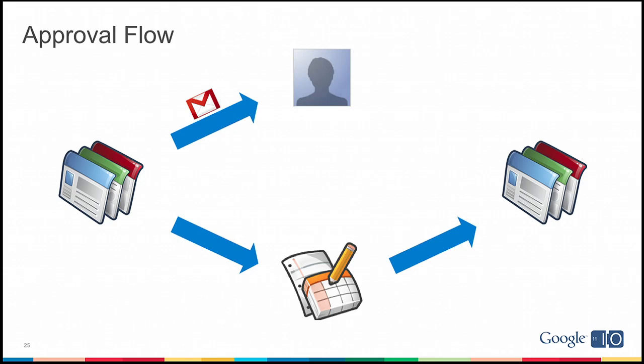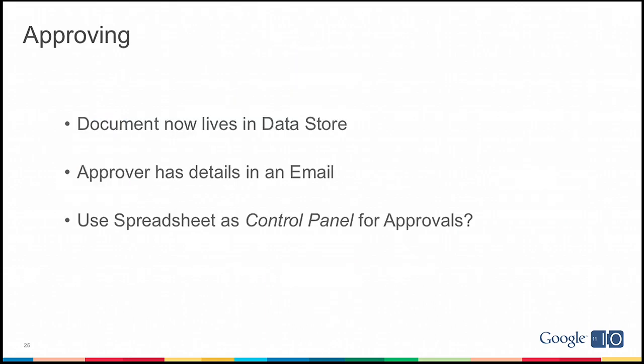Thanks, Eric. So as Eric said, we're going to focus a little bit on the approval step, and there's quite a few different ways that we can do this. The document is now safely in our spreadsheet, so we're not too worried about the email. The approver knows about the email and can head back to the control panel. So let's look at using that spreadsheet as a control panel for this whole publishing process.